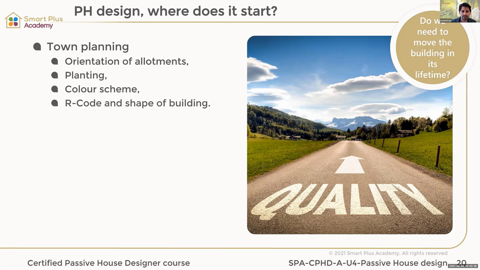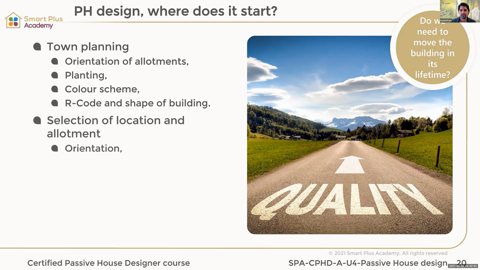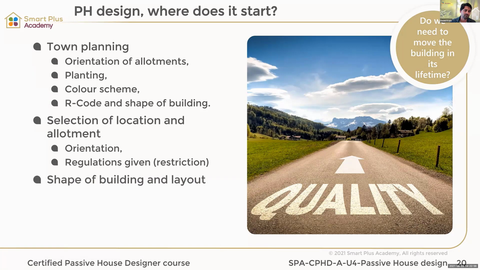So this is at the end our policymakers that really need to look into that. Or if you are buying or you're helping clients to buy, that you actually look into that. And does it make sense to buy that allotment or not regarding regulations, orientation, and situation on that site. Then selection of location and allotment. So orientation, regulation given, that's what I just spoke about. And then shape of the building and layout. Size matters. That's what we really have to look at.